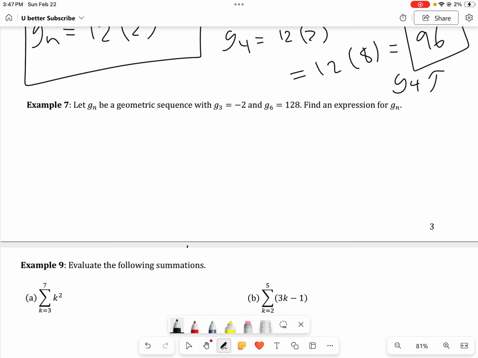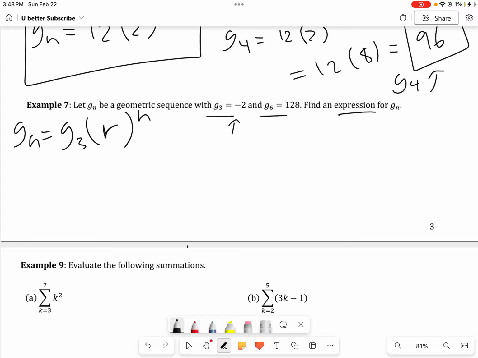Okay, so it says g of n is a geometric sequence with these two values. It wants us to find an expression for g of n. It's not that hard. What we first need to figure out is, let's just do the expression first. It only wants the expression, so g of n is g of 3, which we're going to use here as our a of k value. We need the r value. That's why we're going to leave it as a variable in this case.